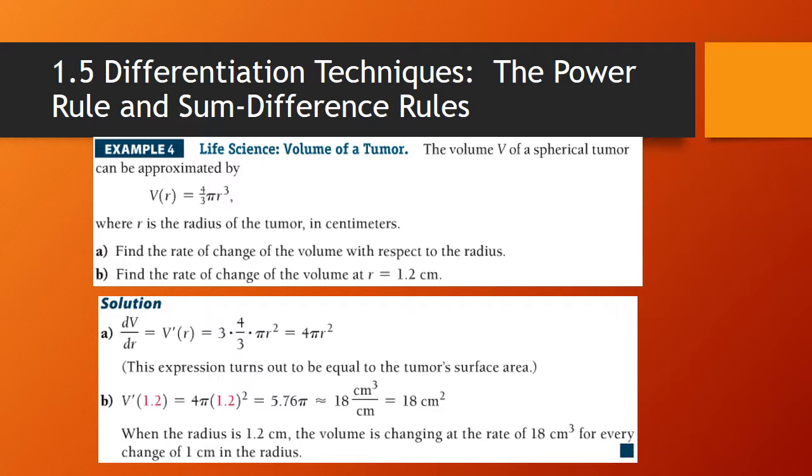And then what we do for the second part is we just put in 1.2 for r, and we get 18 centimeters squared. What that means is that when the radius of the tumor is 1.2 centimeters, the volume is changing at the rate of 18 cubic centimeters for every change of 1 centimeter in the radius. So it tells you how fast things are changing.